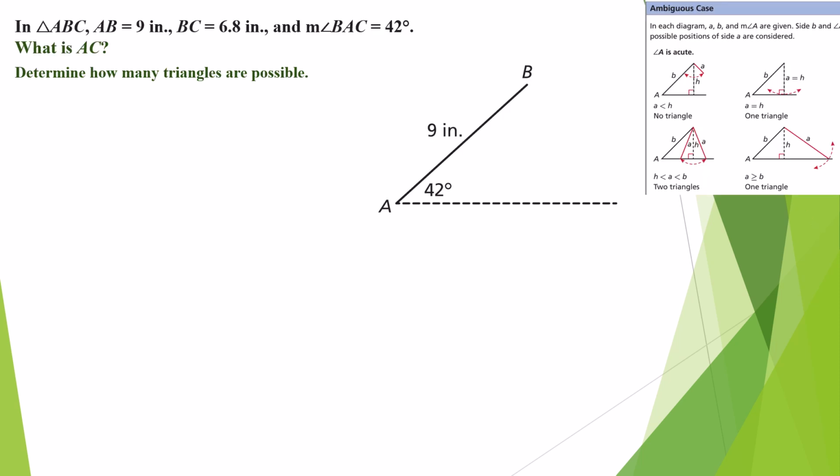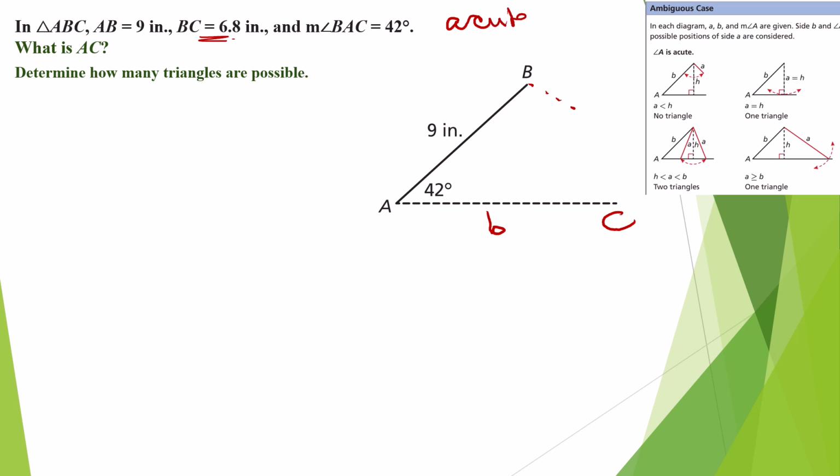So let's review this one also. Here we have AB, this is 9. Small b here and capital C here. So AB is 9 and BC, you have to make it from here, it is 6.8, and angle BAC is 42 degrees. It means this is the case of the acute angles.